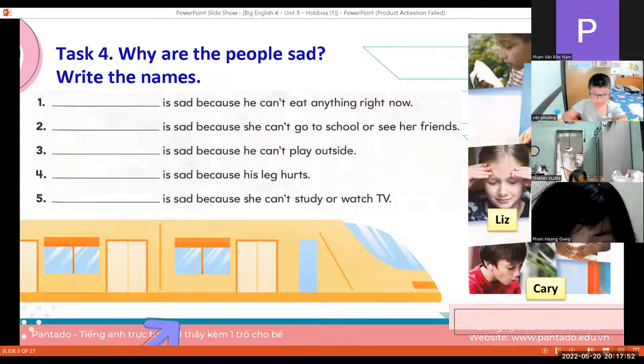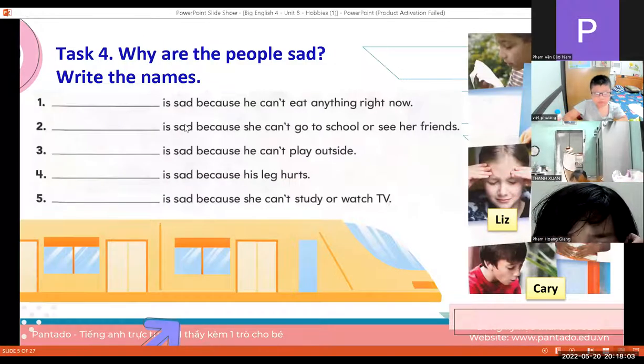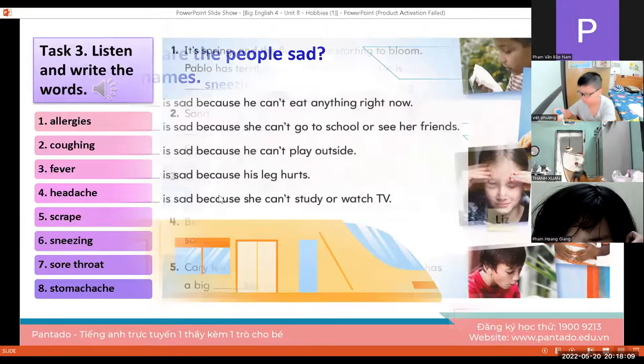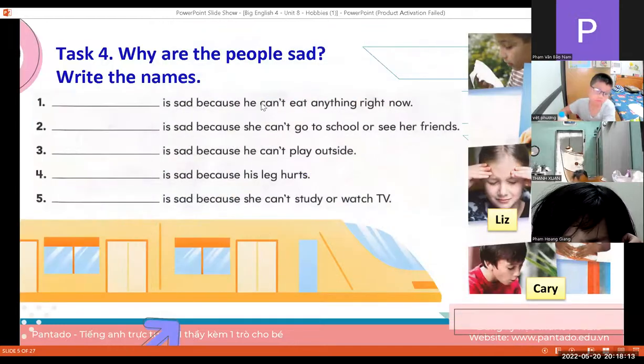Ben is sad because he can't eat anything right now. Okay, you choose Ben. Oh, sorry, guys. What's wrong? Nó bị hư rồi. Yeah, but it's Ben, okay? Very good, it's Ben. He has a stomach ache. Remember this one? Ben has a bad stomach ache. So that's why he is sad. Because he has a stomach ache, he cannot eat anything right now. Okay, that is Ben for number one.